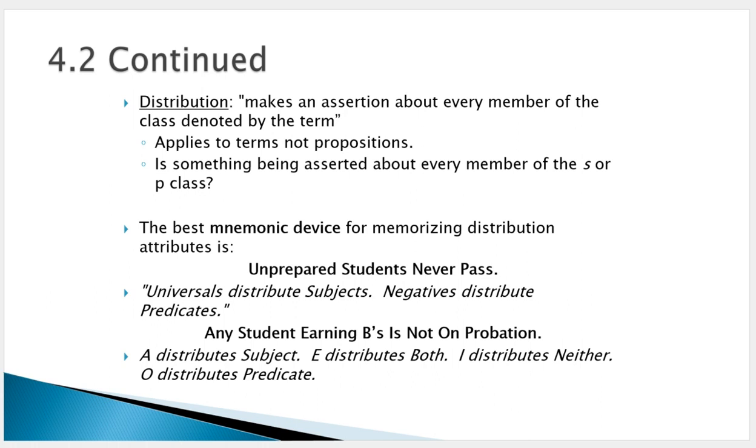The next one is any student earning B's is not on probation. A distributes the subject, any student earning B's. E distributes both. I distributes neither, is not. And then on probation is O distributes the predicate, OP. I don't know about you guys, but that's more helpful to me than drawings and stuff. So again, any way you can remember this stuff, it doesn't matter to me.